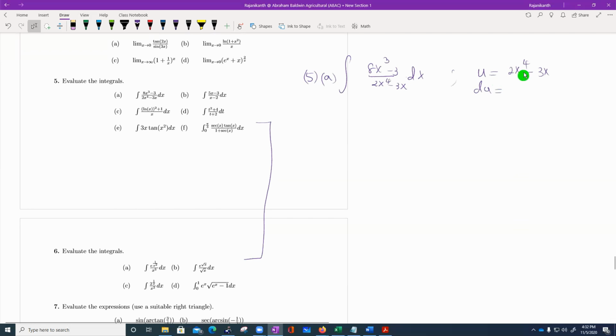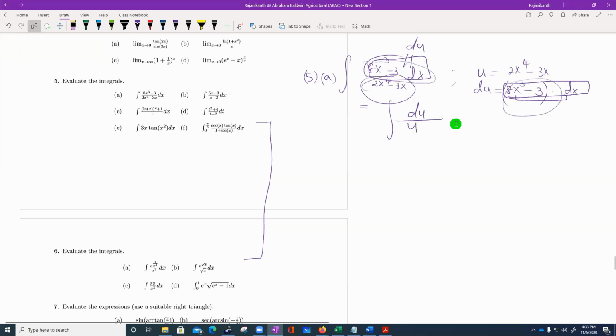So the derivative of 2x^4 is 8x cubed, minus 3. Exactly, you are getting the numerator. Including all of this, this is going to be our du. So the numerator is nothing but du, and the denominator is nothing but u. Very simple, you see. The given function was very complicated, and now it has reduced into just one variable.